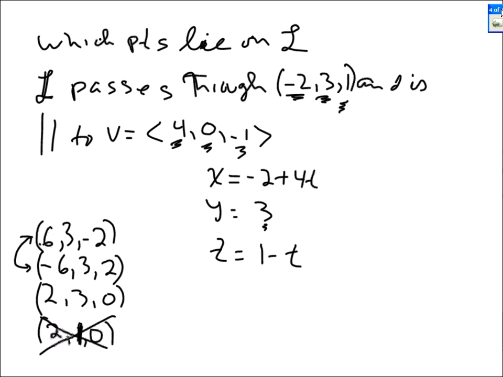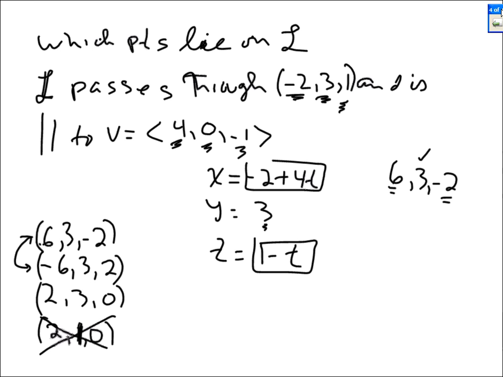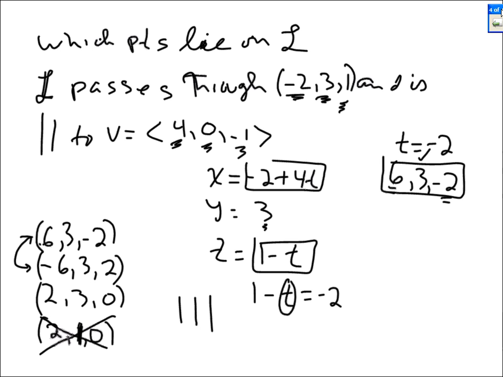Okay, we need to figure out if 6, 3, negative 2 is in here. Well, y is 3, that's good. I want to know what t value makes this 6, or what t value makes that negative 2. I'd rather solve the last one. 1 minus some number gives me negative 2. 1 minus 3 is negative 2. So t, if it's going to work, if this point is on the line, t has to be negative 2. Let us find the x, the y, and the z value when t is negative 2. When t is negative 2, you get 3. What happened there?